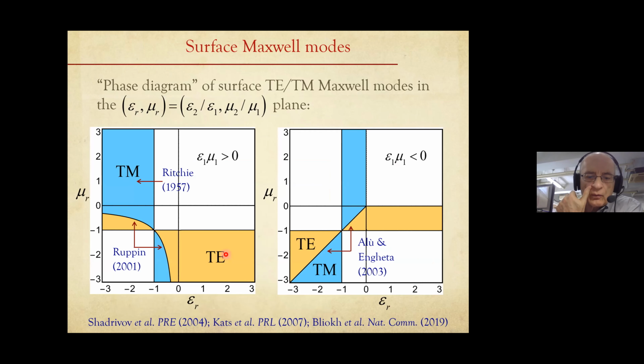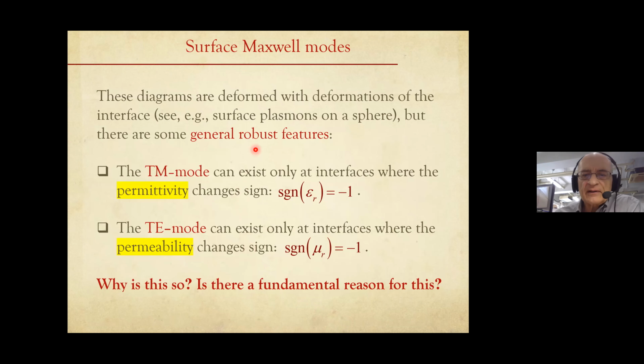And then we did some work on this in 2007, and then some more work afterwards. And then we're looking at the edge and how to try to understand this. The diagrams are deformed with the deformation of the interface, but there are some general robust features. The TM mode can exist only at interfaces where the permittivity changes sign. So the sign of the ratio epsilon 2 over epsilon 1 changes sign, and the TE mode can exist only at interfaces where the permeability changes sign. Why is this so? Is there any fundamental reason for this?